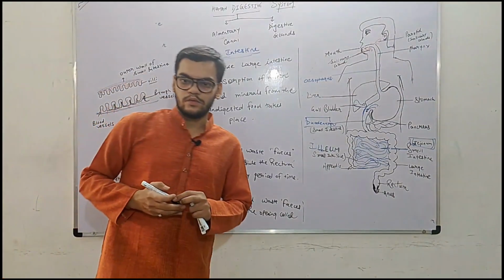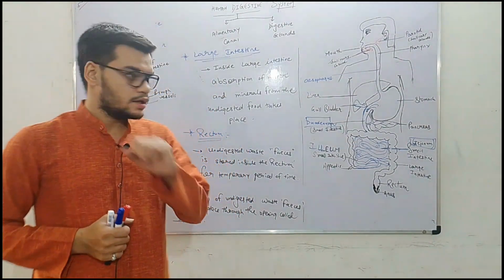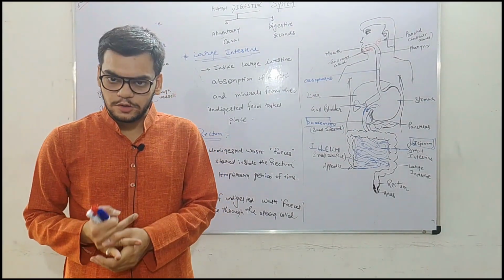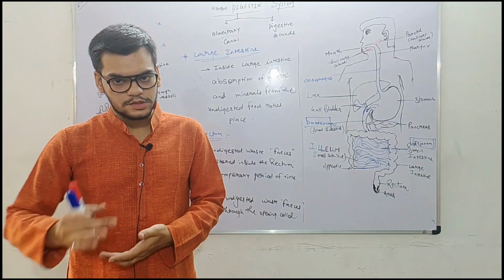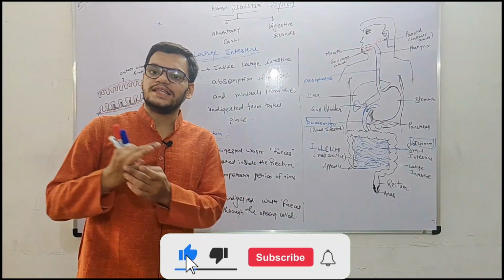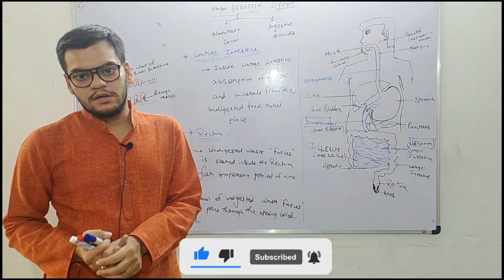In this video, we have discussed about the digestion of food in the small intestine, then absorption of food in the small intestine, absorption of water and minerals inside the large intestine, and removal of undigested waste outside the body through the anus. Thank you.